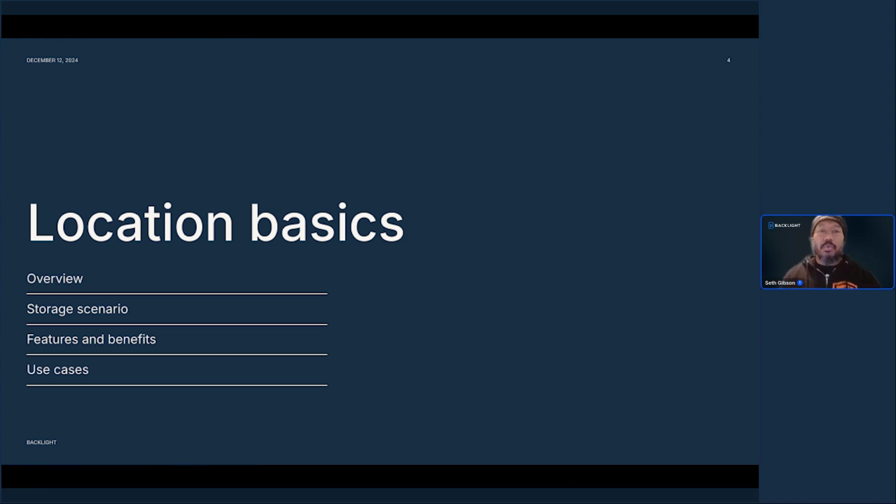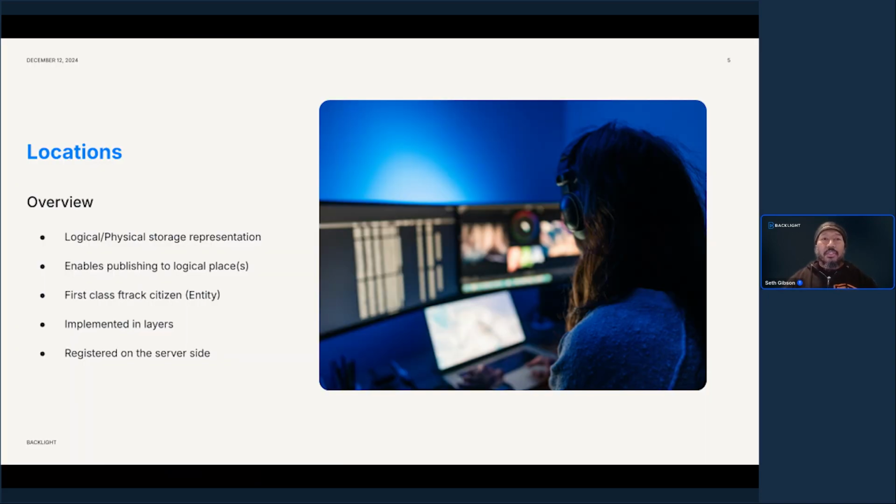So the location basics is where we'll start, and there's quite a few different topics we want to cover. So we'll begin at the beginning with what is a location, why do you use it, how does it work in the context of Ftrack and the Ftrack API. So a location is basically the representation of a physical storage location. So you might have an NAS, you might have a cloud bucket, you might have a storage server, you might have a local hard drive that you want to publish your files to.